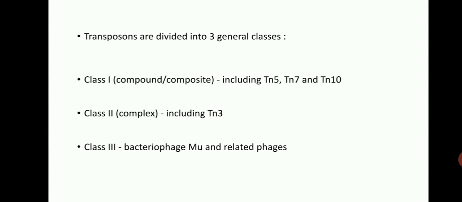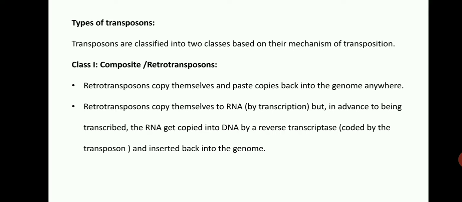So let's discuss the class 1 type, that is the composite or retrotransposons. These transposons are classified into two classes based on their mechanism of transposition. So there are two main types of transposons. The first class is composite or the retrotransposons. What is a retrotransposon? Let's see.